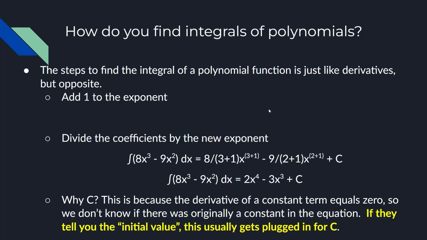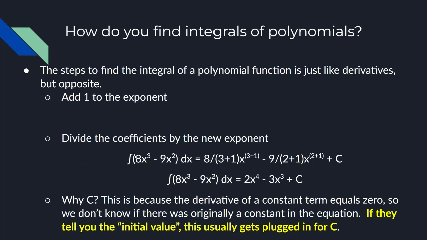So how do you find the integrals of polynomials? Well, for the most part, as I mentioned before, the integrals are the exact opposites of derivatives. So it actually makes sense that the steps are the exact opposite. So remember, the steps to do derivatives was we multiplied the coefficient by the exponent and then subtracted 1. What we're going to do next is add 1 to the exponent and then divide the coefficient. So I'm doing the opposite of each step and in reverse order.